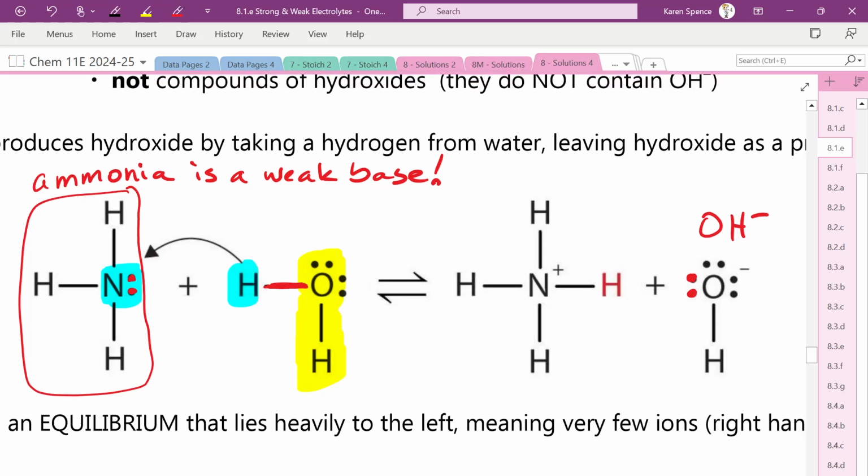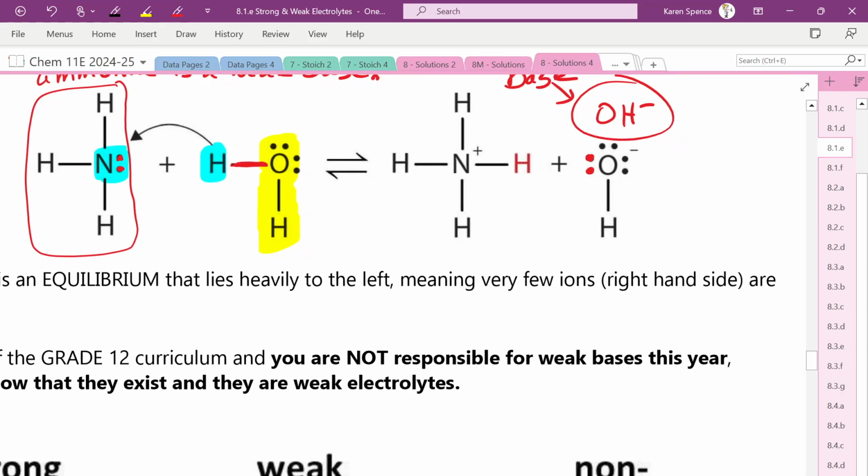Okay, so at any rate, when you put ammonia into water, we get the transfer of an ion. You are not responsible for knowing how this works this year. Next year, we have a whole unit devoted to the fact that hydrogens transfer from one thing to another. But all you need to know this year is that weak bases are weak electrolytes.